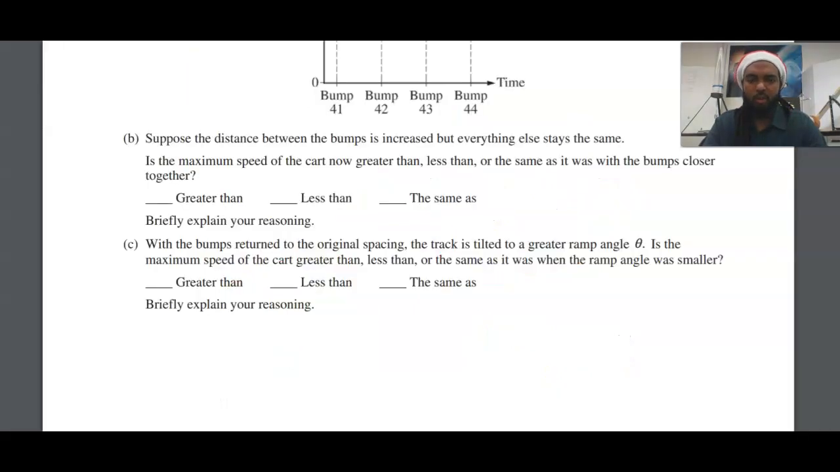Now, for this question, they only asked you to choose greater than, less than, or the same as, and to explain your reasoning. And so we didn't even need that relationship.